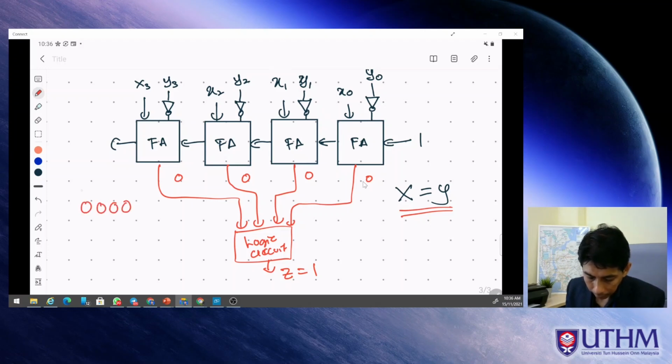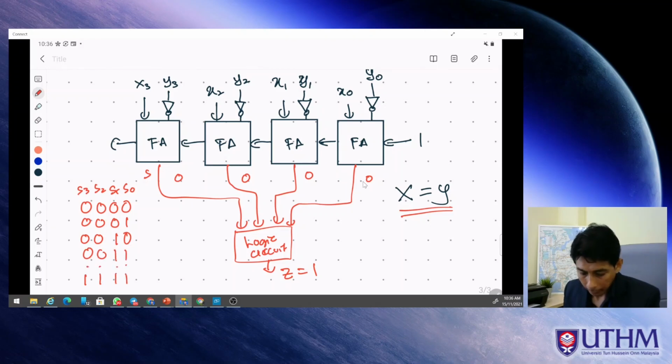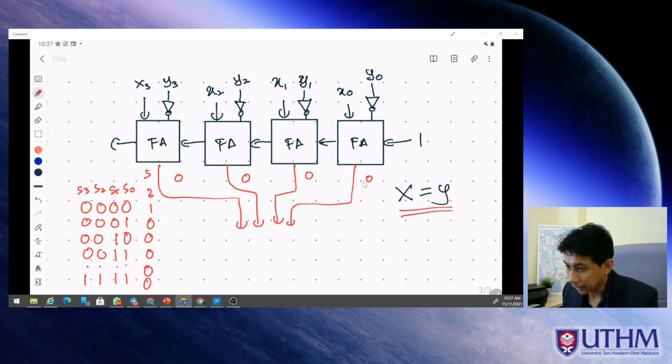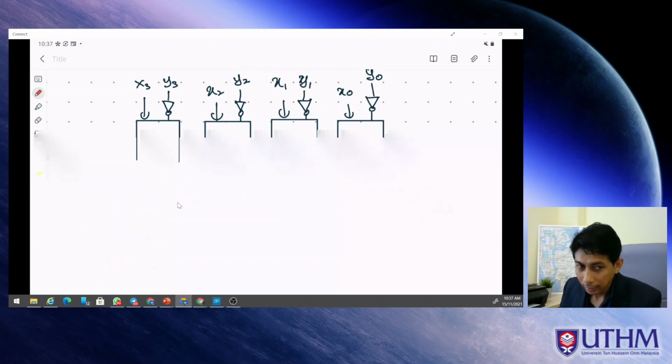If we call these s3, s2, s1, s0: 0, 0, 0, 0, then 0, 0, 0, 1, then 0, 0, 1, 0, and so on until you have all 1, 1, 1, 1, right? And the output Z is 1 only here and the others are 0. So what is the circuit? Anyone? What is the circuit to give you this kind of output?